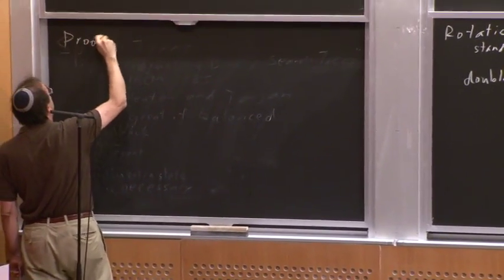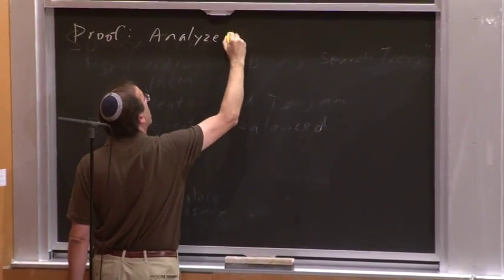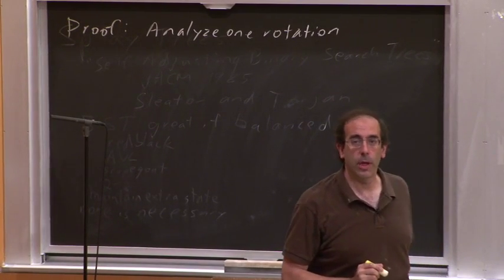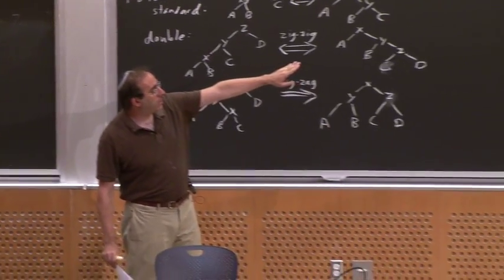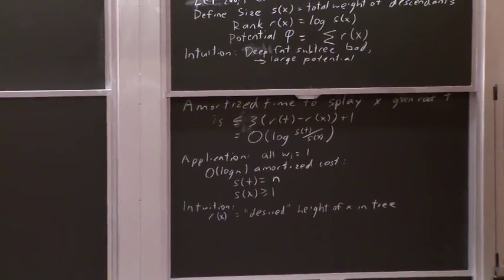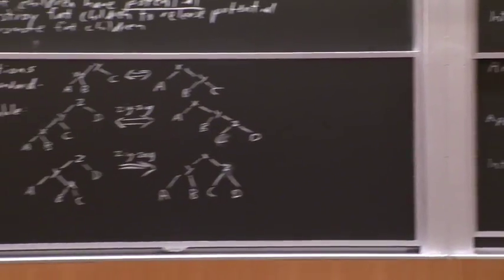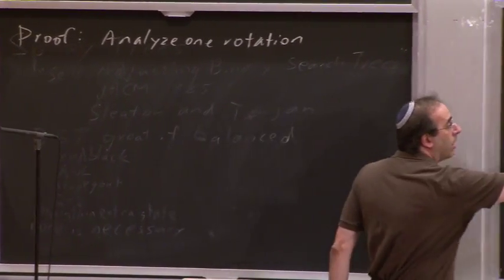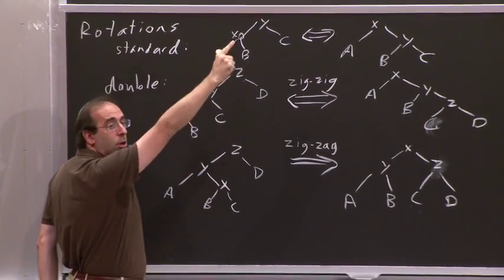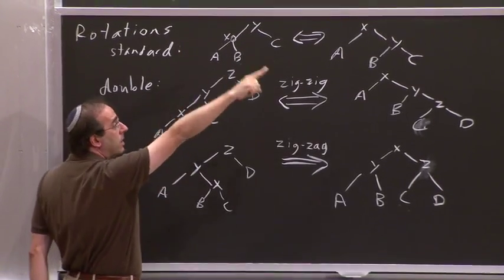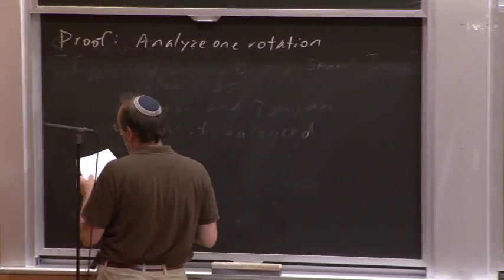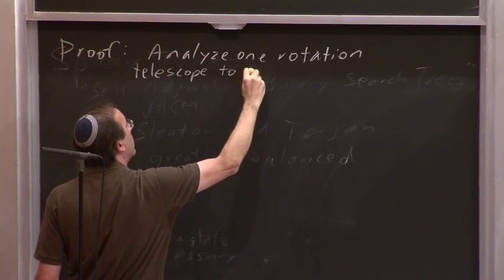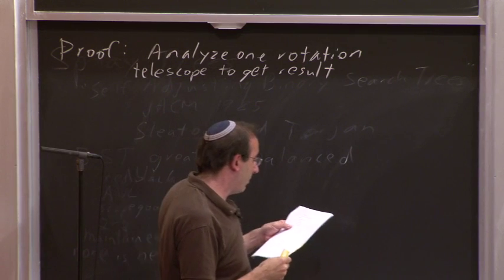To prove the access lemma, we're going to analyze one double rotation. What we want to prove is that the amortized cost is the difference in ranks between the root and the node that we start splaying. If I can prove that in each rotation, the amortized cost of that rotation is equal to the difference in potential between the starting node and where it finishes up, then I can telescope that argument in order to argue that the total cost is equal to the difference in ranks. So we're going to analyze one rotation, and then telescope the analysis to get the result.